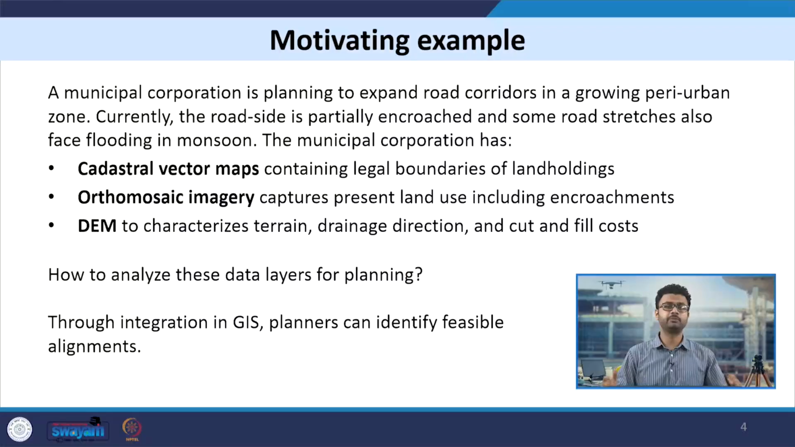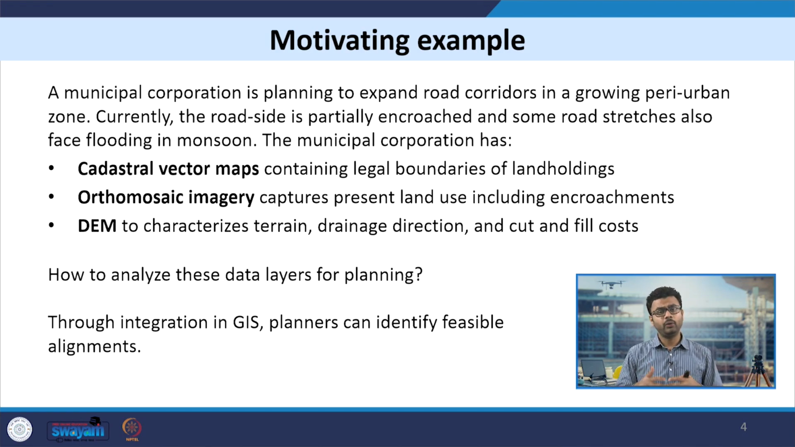A municipal corporation is planning to expand road corridors in a growing peri-urban zone, and currently the roadside is partially encroached and they are also facing problem of flooding in some road stretches. And in order to better understand this problem, to include this in their planning, the municipal corporation has already collected cadastral vector maps which contain legal boundaries of land holdings. They have collected orthomosaic imagery which captures present land use including encroachments, and they have also prepared a DEM, a digital elevation model, to characterize terrain, drainage direction and cut and fill cost.